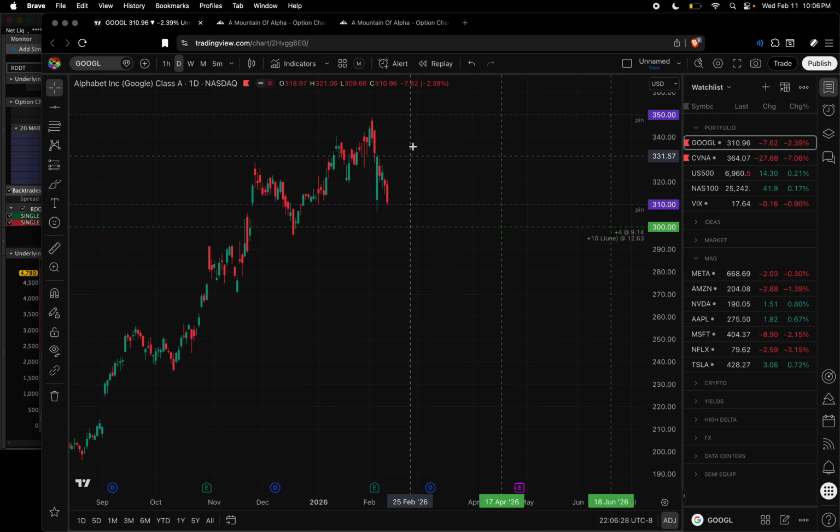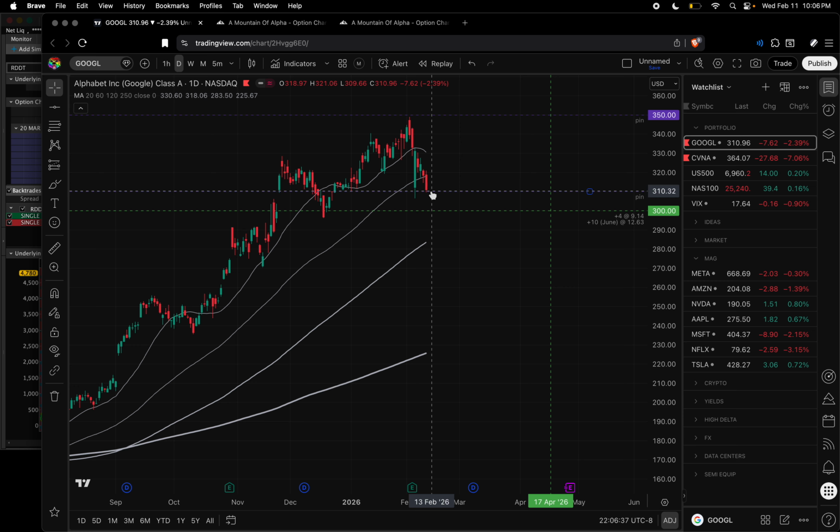Now, I know the gamma range is here. That's the gamma range. And so what I'm going to be watching is, I'm going to stick on some moving averages, is that if price pushes up here, I know it's going to respect that 310, and it's respecting this moving average, which all the moving average monkey guys play with.